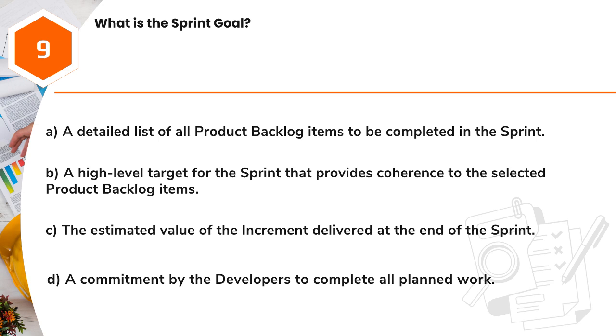Question 9. What is the sprint goal? A. A detailed list of all product backlog items to be completed in the sprint. B. A high-level target for the sprint that provides coherence to the selected product backlog items. C. The estimated value of the increment delivered at the end of the sprint. D. A commitment by the developers to complete all planned work.